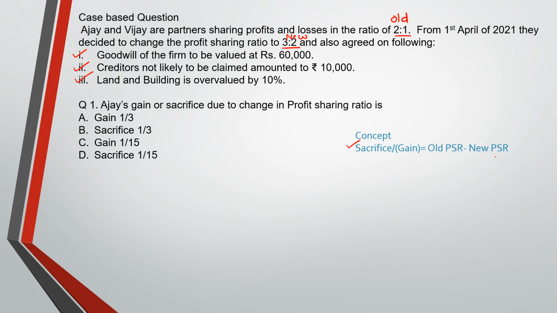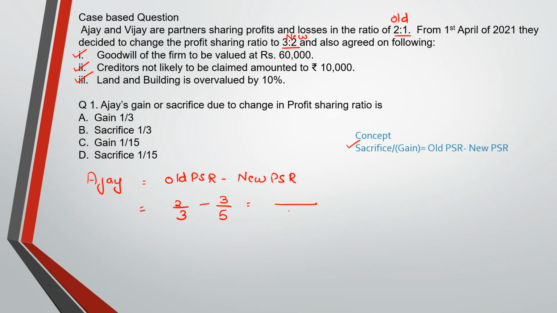If old profit sharing ratio minus new profit sharing ratio is negative, it means there is a gain. So now we have to find out in relation to Ajay. Let us do the calculation. For Ajay, we take old profit sharing ratio minus new profit sharing ratio. What is the old profit sharing ratio? 2:1, and Ajay is the first part, so it is 2/3. Whereas the new profit sharing ratio is 3:2, which means 3 divided by 5.